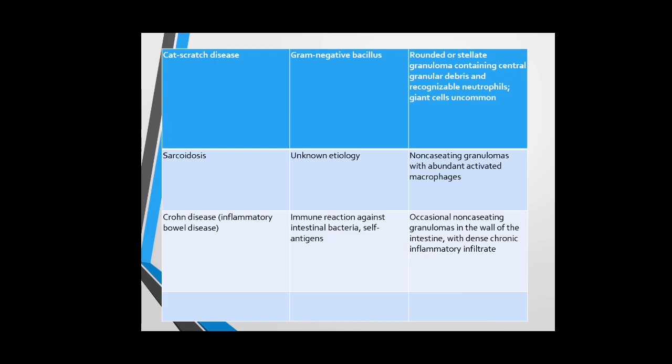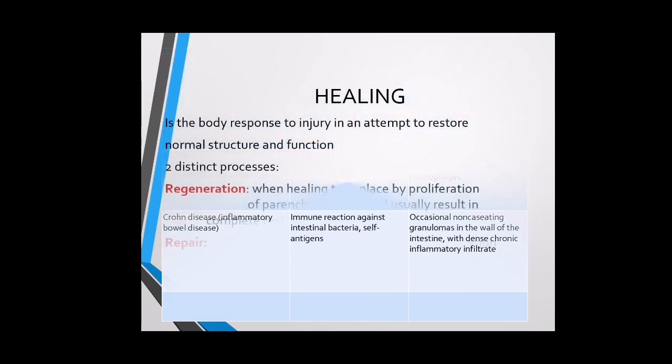Sarcoidosis, unknown etiology. You will find non-caseating granuloma with abundant activated macrophages. Crohn's disease. It is an inflammatory bowel disease. Causative agent is an immune reaction against intestinal bacteria, self-antigen. Occasional non-caseating granulomas in the wall of the intestine with dense chronic inflammatory infiltrate.